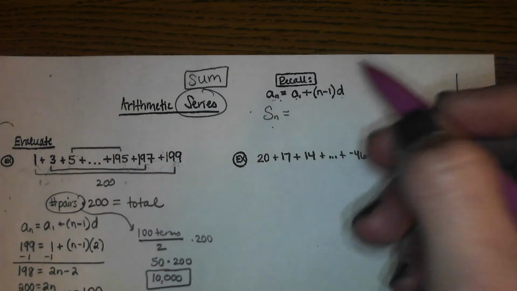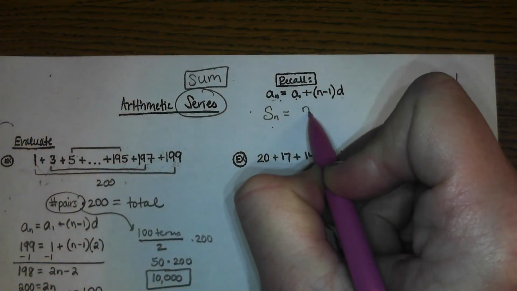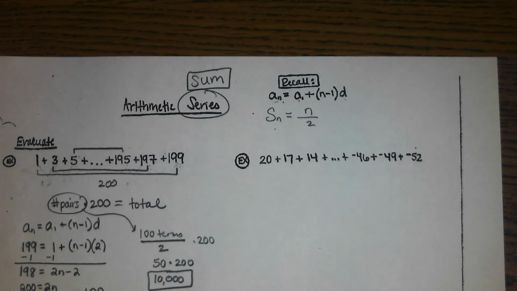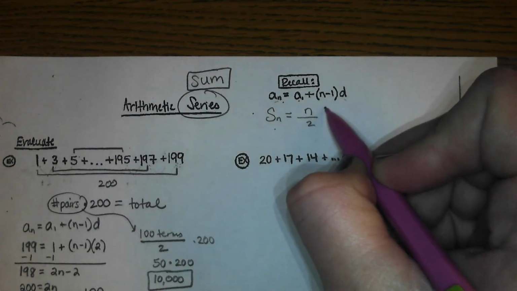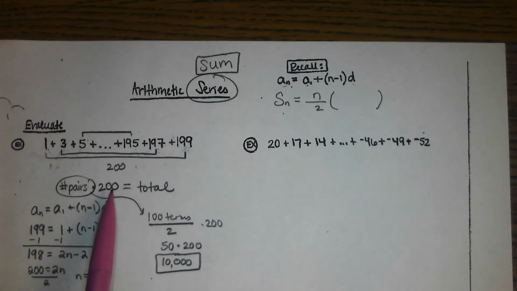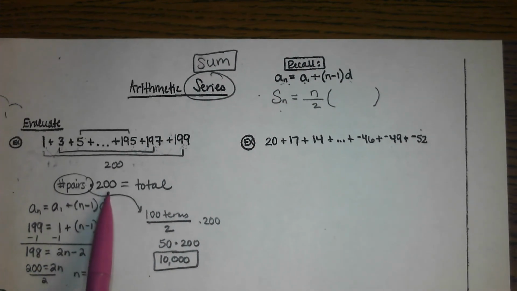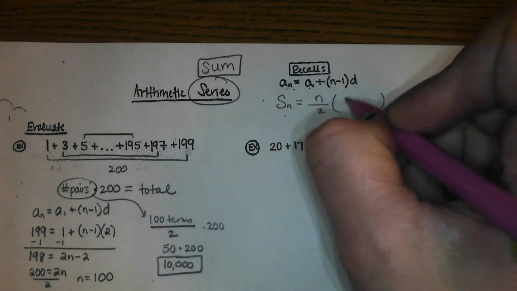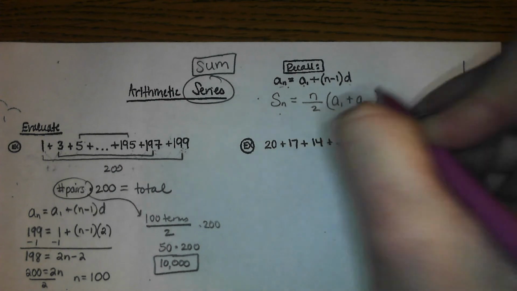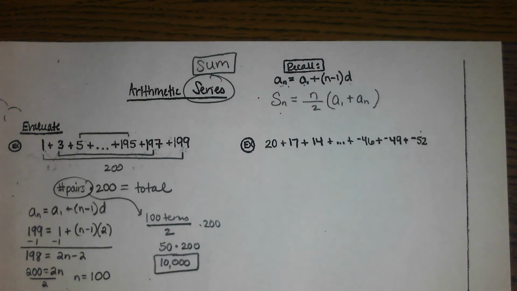The number of pairs is going to be given by the number of terms n divided by 2. That's going to give you the number of pairs. And then in parentheses, you want to find out essentially what each pair adds up to. And that's going to come from a sub 1, the first term, plus a sub n, the last term. And that's your series formula for arithmetic series that you have to memorize. It's the only one of that chart up there that's not given to you.